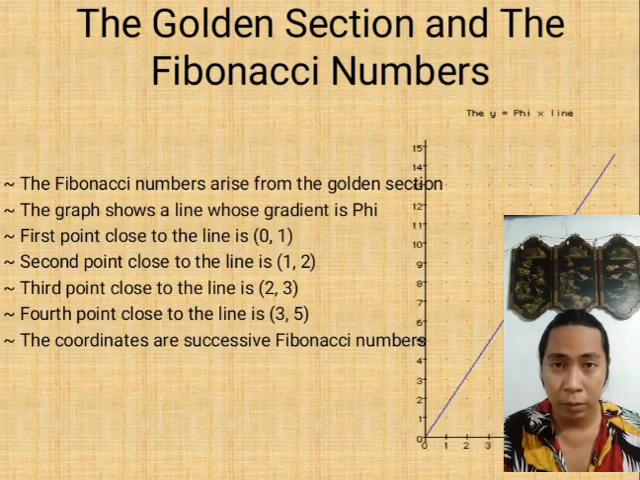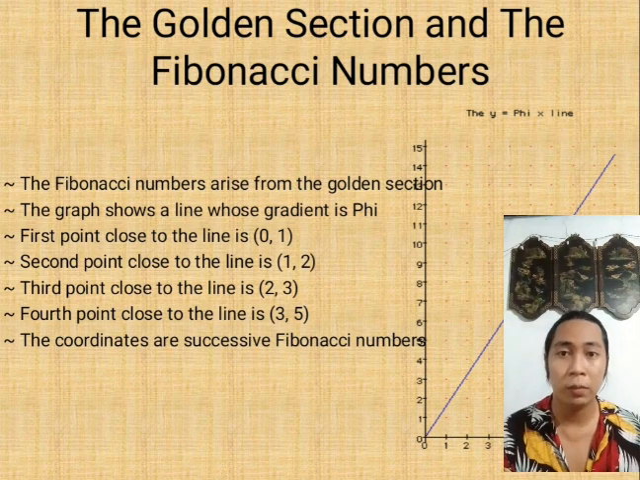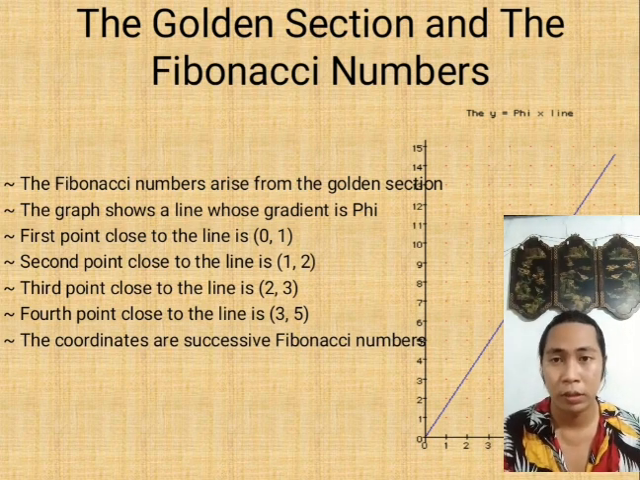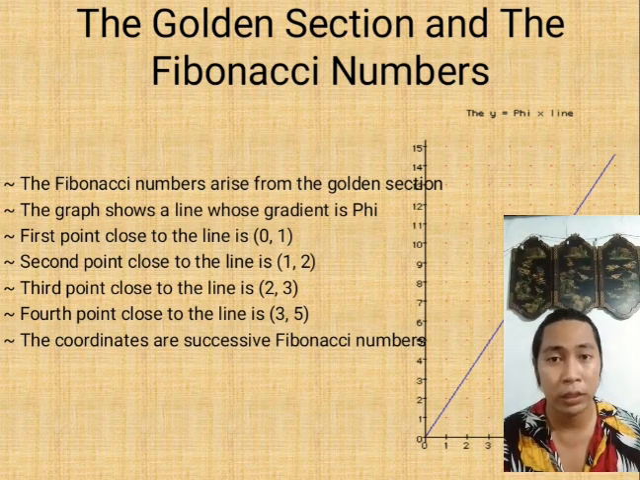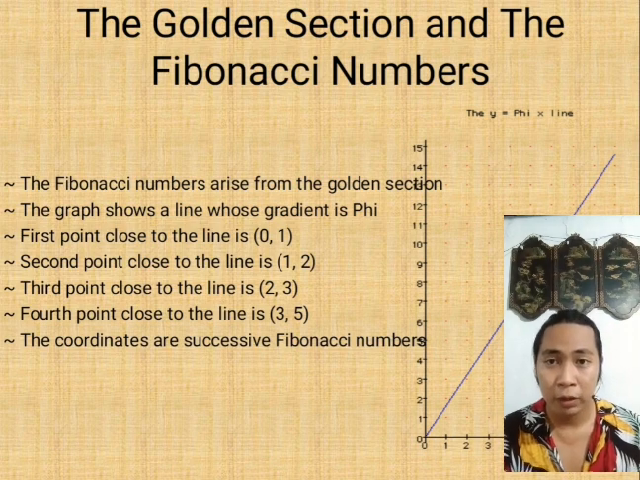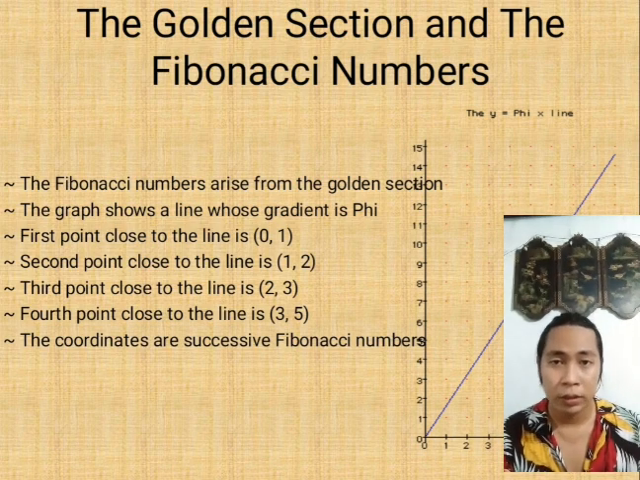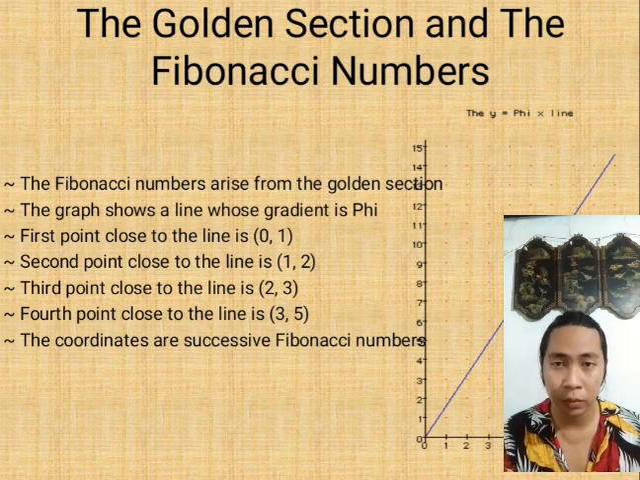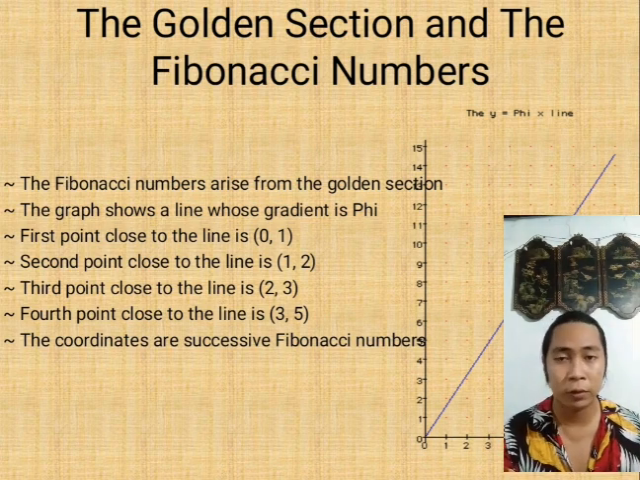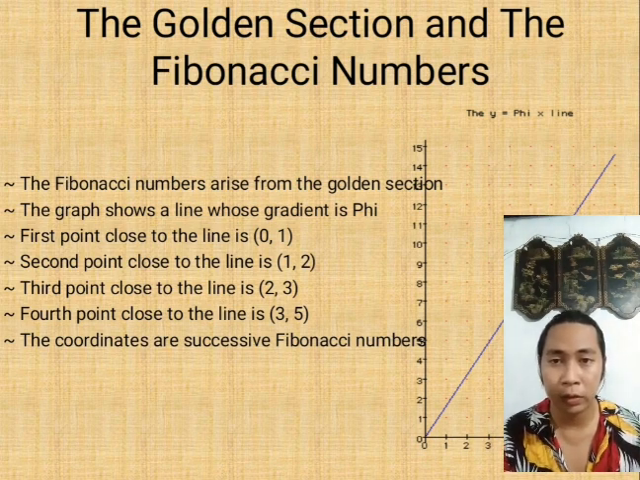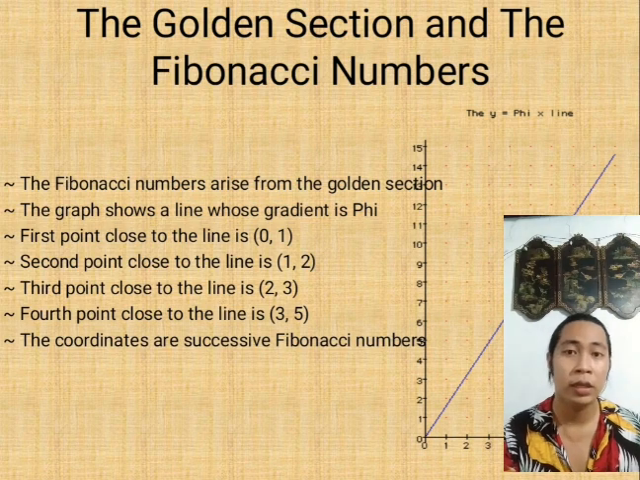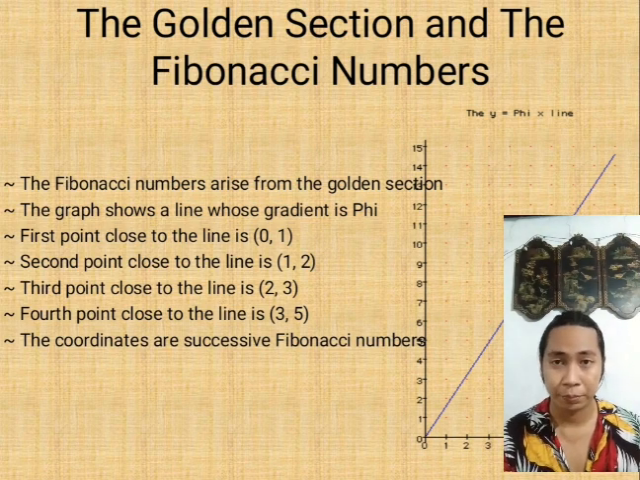The golden section in the Fibonacci numbers. The Fibonacci numbers arise from the golden section. The graph shows a line whose gradient is P. The first point close to the line is 0 and 1. The second point is 1 and 2. The third point is 2 and 3. The fourth point is 3 and 5. The coordinates are successive Fibonacci numbers.